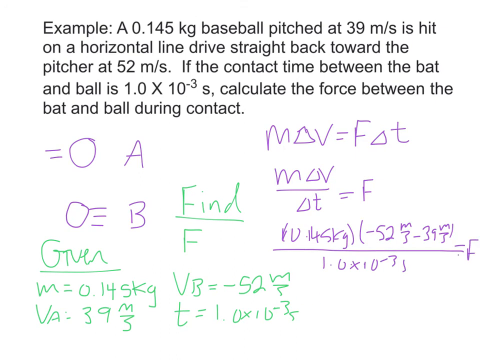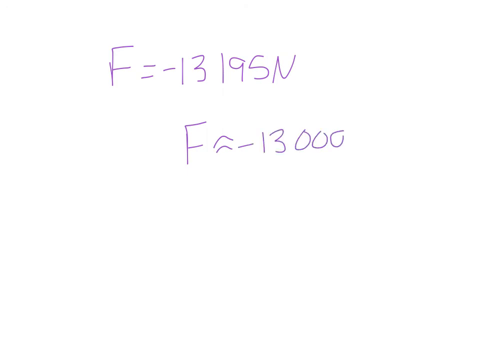This comes out to a negative 13,195. My units are kilogram meters per second squared. If you remember, a kilogram meter per second squared is a Newton. So my force equals negative 13,195 newtons, and this is with 2 sig figs. So my average force is about negative 13,000 newtons.